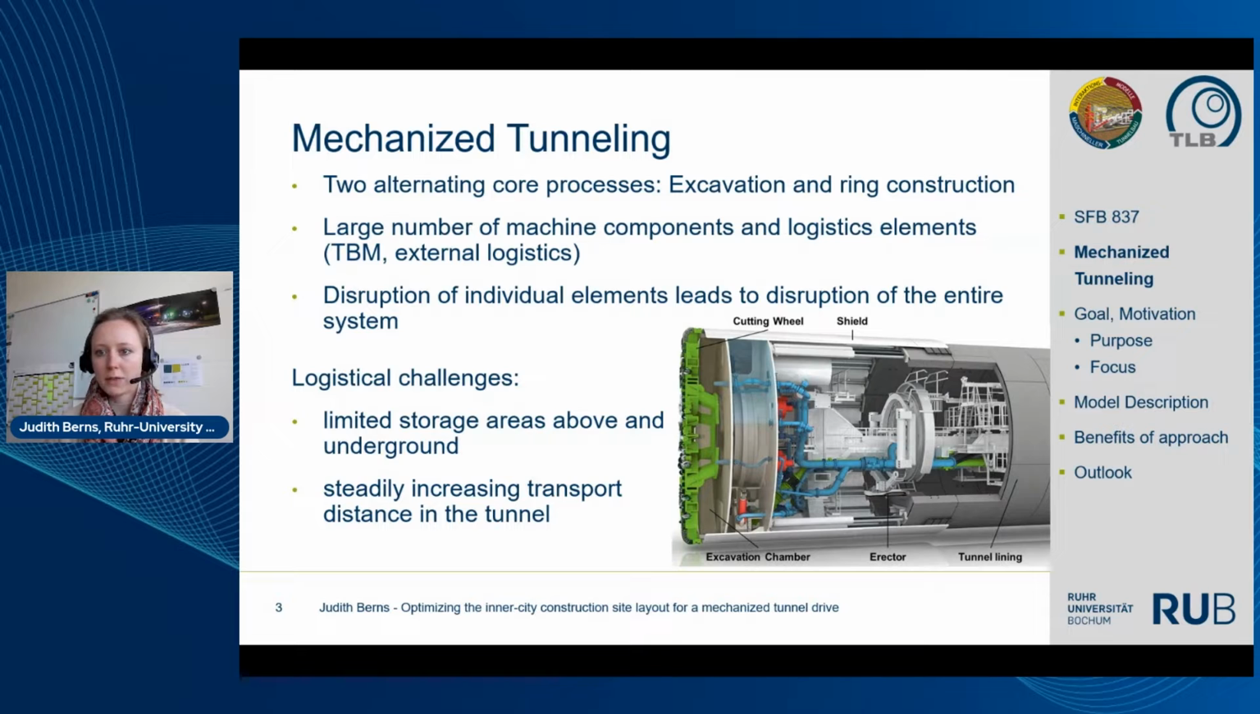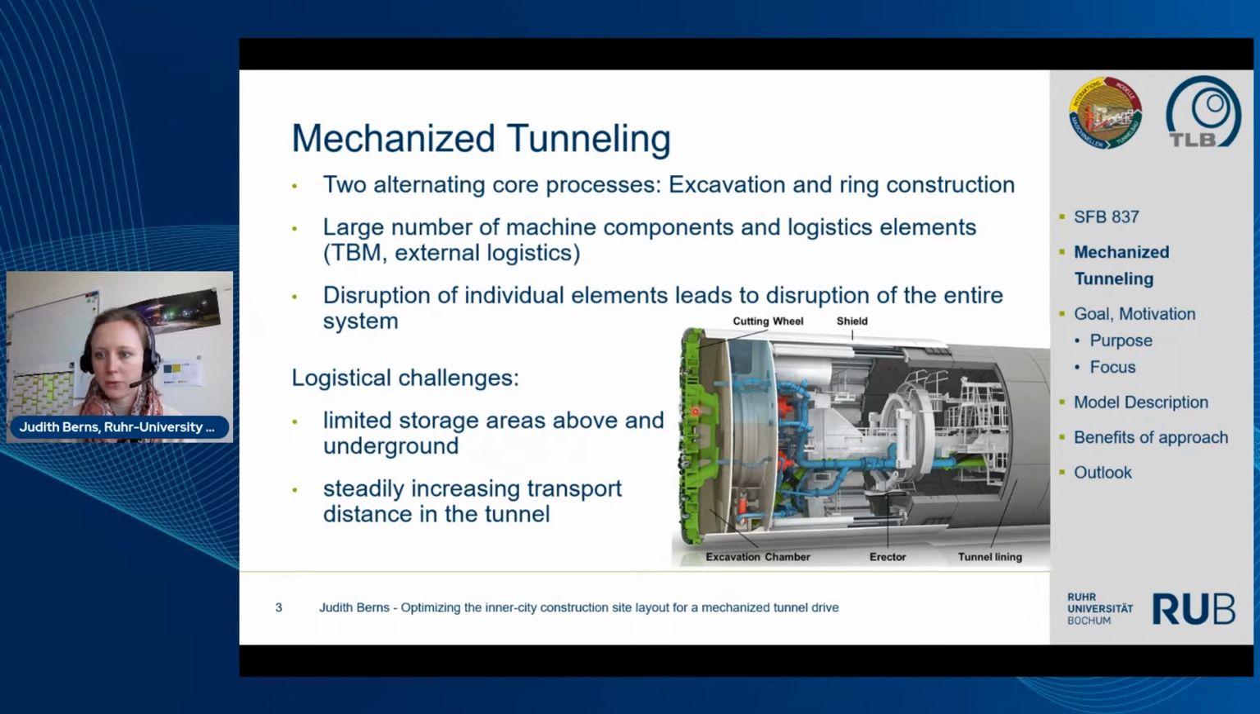In order to be able to describe the optimization with simulation models dealt with here, I would like to briefly say something about mechanized tunneling. At the bottom right, you see a picture of a tunnel boring machine, in short TBM. To be precise, this picture represents a slurry-filled machine, but I don't want to go into detail on different types of TBMs. As a rule, there are always 2 alternating core processes that are indispensable for mechanized tunneling.